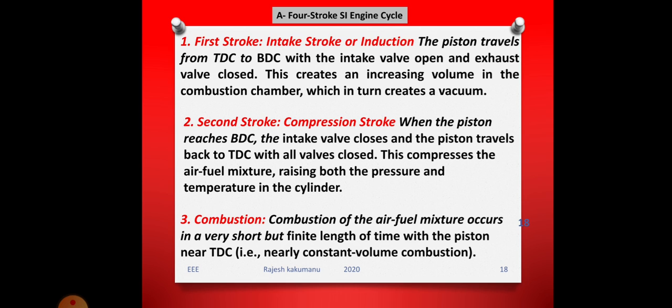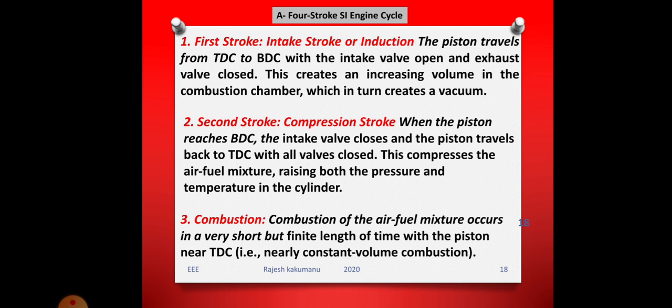4-stroke SI engines లో ఏం జరుగుతుంది? In the 4-stroke SI engines, what happens in the first stroke? The piston travels from TDC to the BDC with the intake valve open and exhaust valve closed. This creates an increase in the volume in the combustion chamber, which in turn creates a vacuum. So first stroke లో, intake stroke లో ఏం జరిగిందంటే, already we discussed.